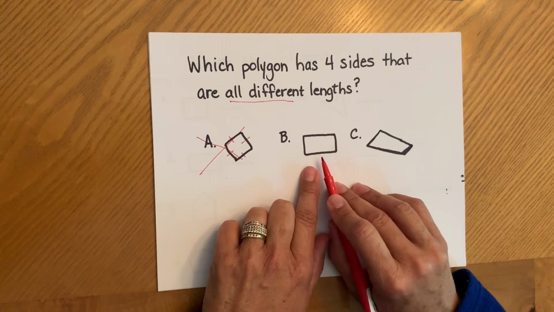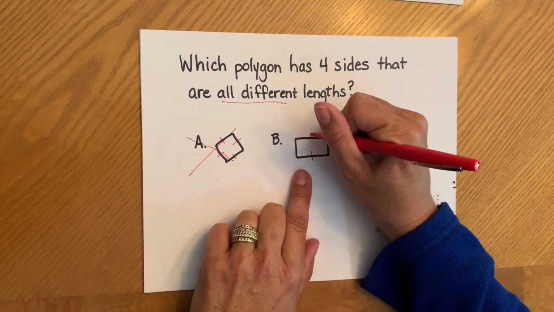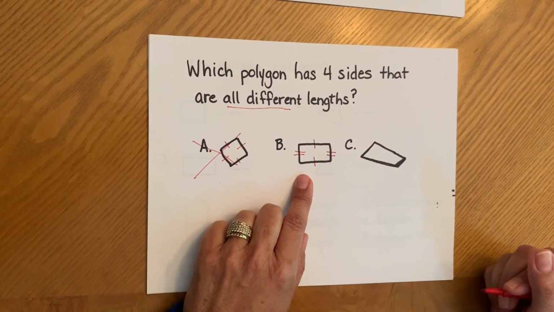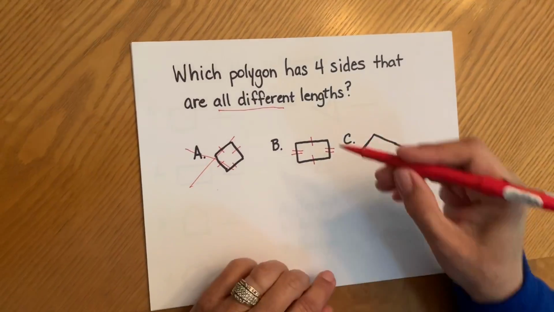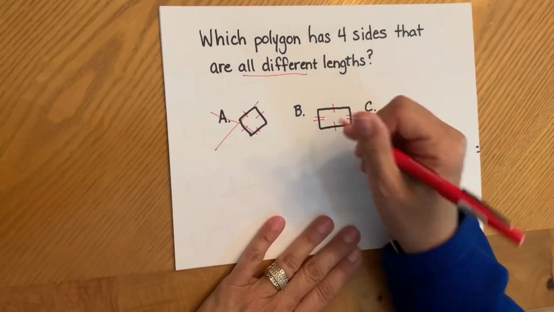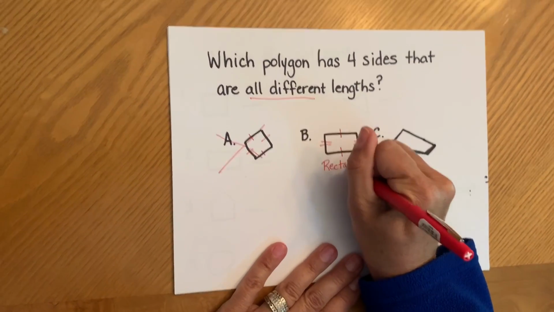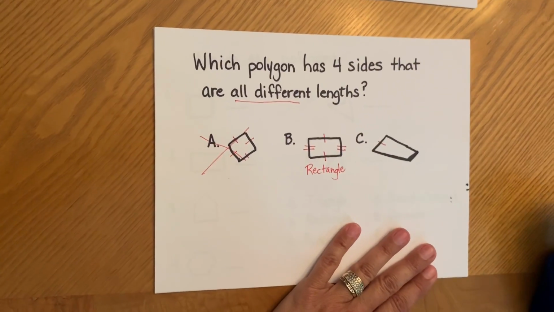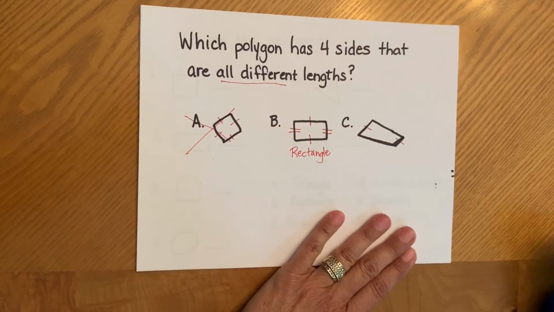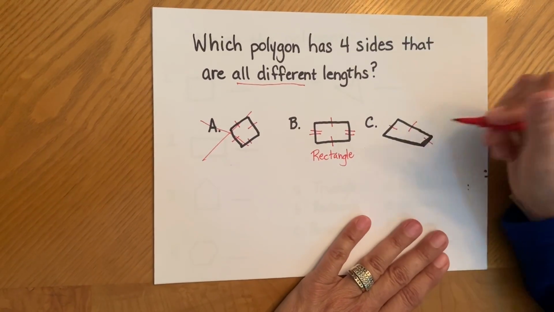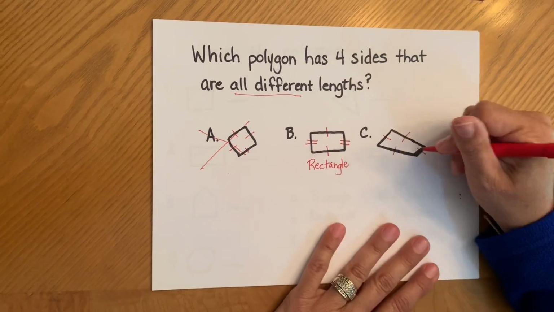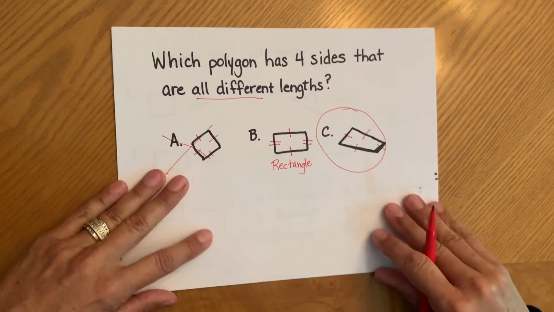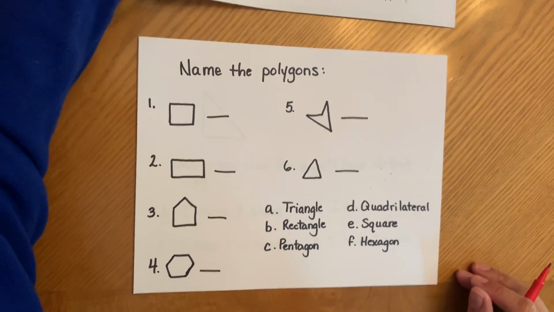Okay, shape B is a rectangle. This side and this side are equal lengths, and this side and this side are equal lengths. So they're not all different, only opposite sides are equal. So this one is a rectangle, so we are not going to choose the rectangle. This one has one side that's shorter than this side, and this side is shorter than this side, so all 4 sides are different lengths. So we're going to choose this shape. Okay, let's go on to the next question.